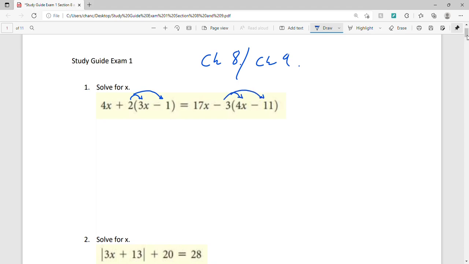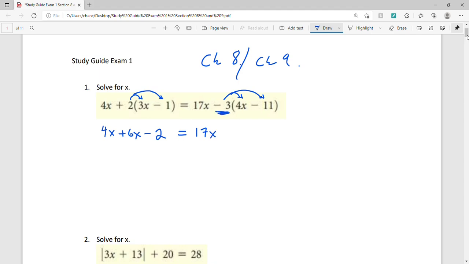Let's start with distribution. So we have to multiply 2 times 3x, that's 6x. Then 2 times -1, that's -2. We try to line up our equal signs so our work is neat and organized. In the next line we have 17x. We'll multiply with the -3.